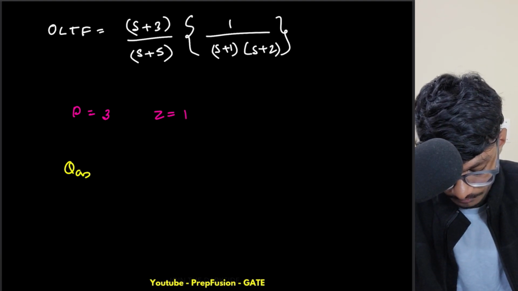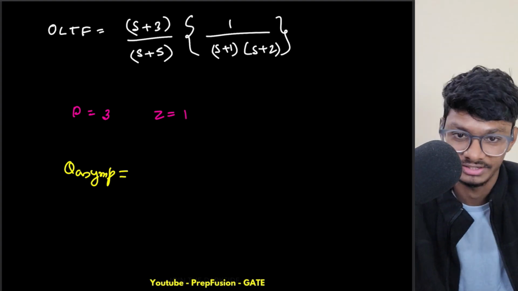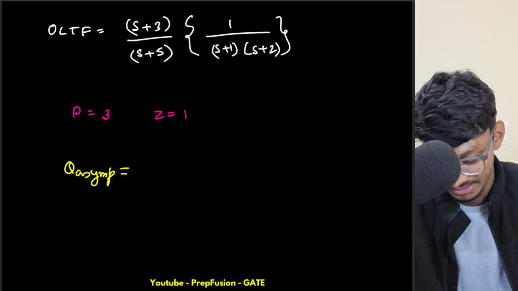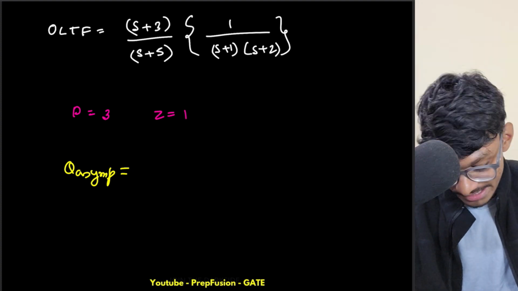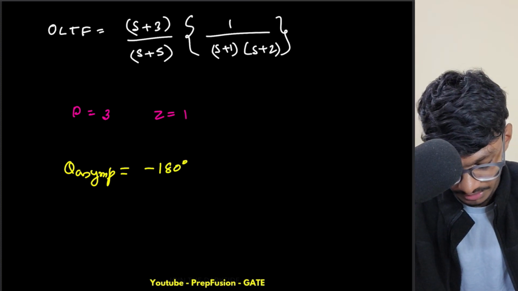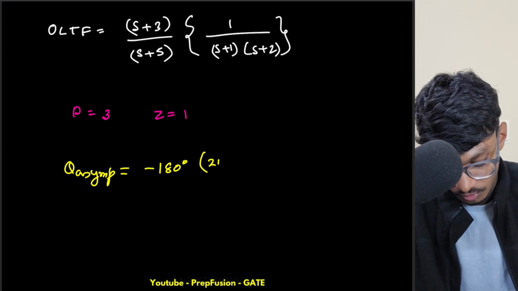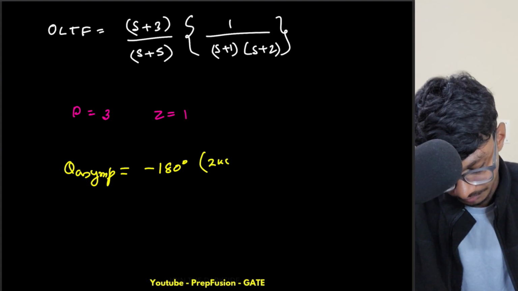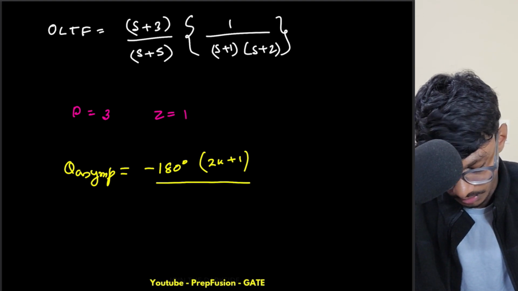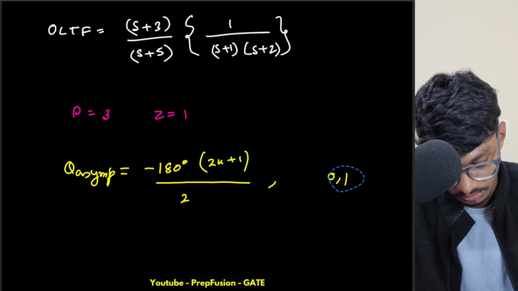So theta asymptote, very simple, right? This question I took just for one reason. You will understand. If you have understood, then do tell me in the comments. Yes, I have understood. So theta asymptote will be minus 180 or plus 180, whatever you choose, doesn't matter, into 2k plus 1 divided by P minus Z. So basically it's 2, and k will go on till 0, 1, k equals 0 comma 1.